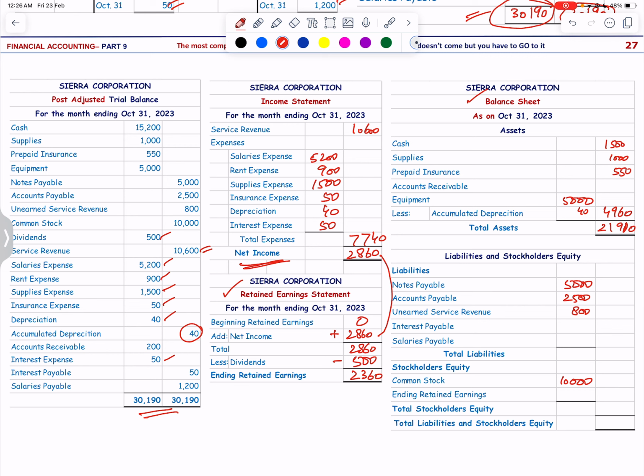Then we have interest payable, and interest payable is 50. We have salaries payable, that is 1,200. So the total for the liabilities is 9,550. We have the common stock of 10,000 and the ending retained earning of 2,360, that makes 12,360. And if we make the total, again it is equal to 21,910, and you can see that the total of assets is equal to the total of liabilities and stockholder equity.